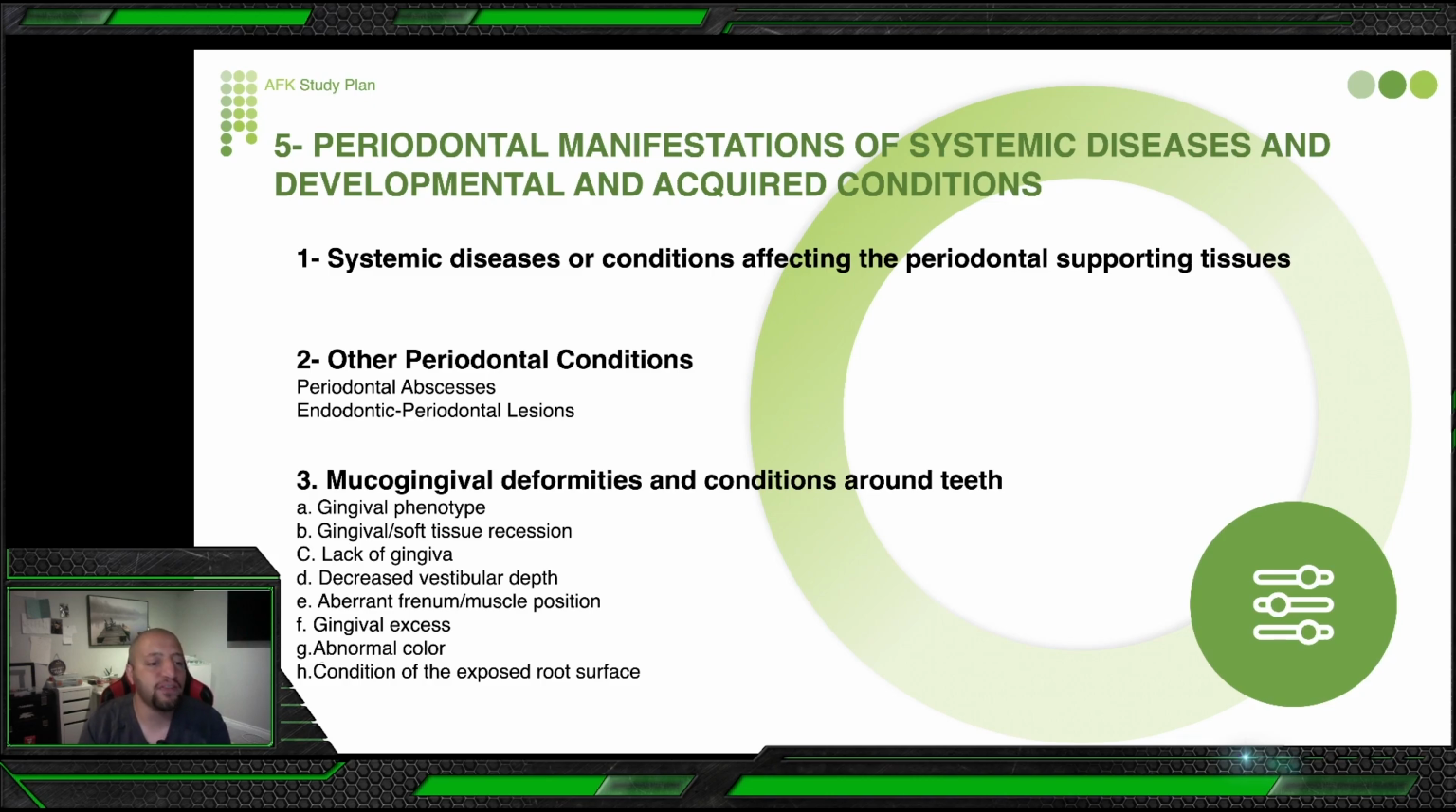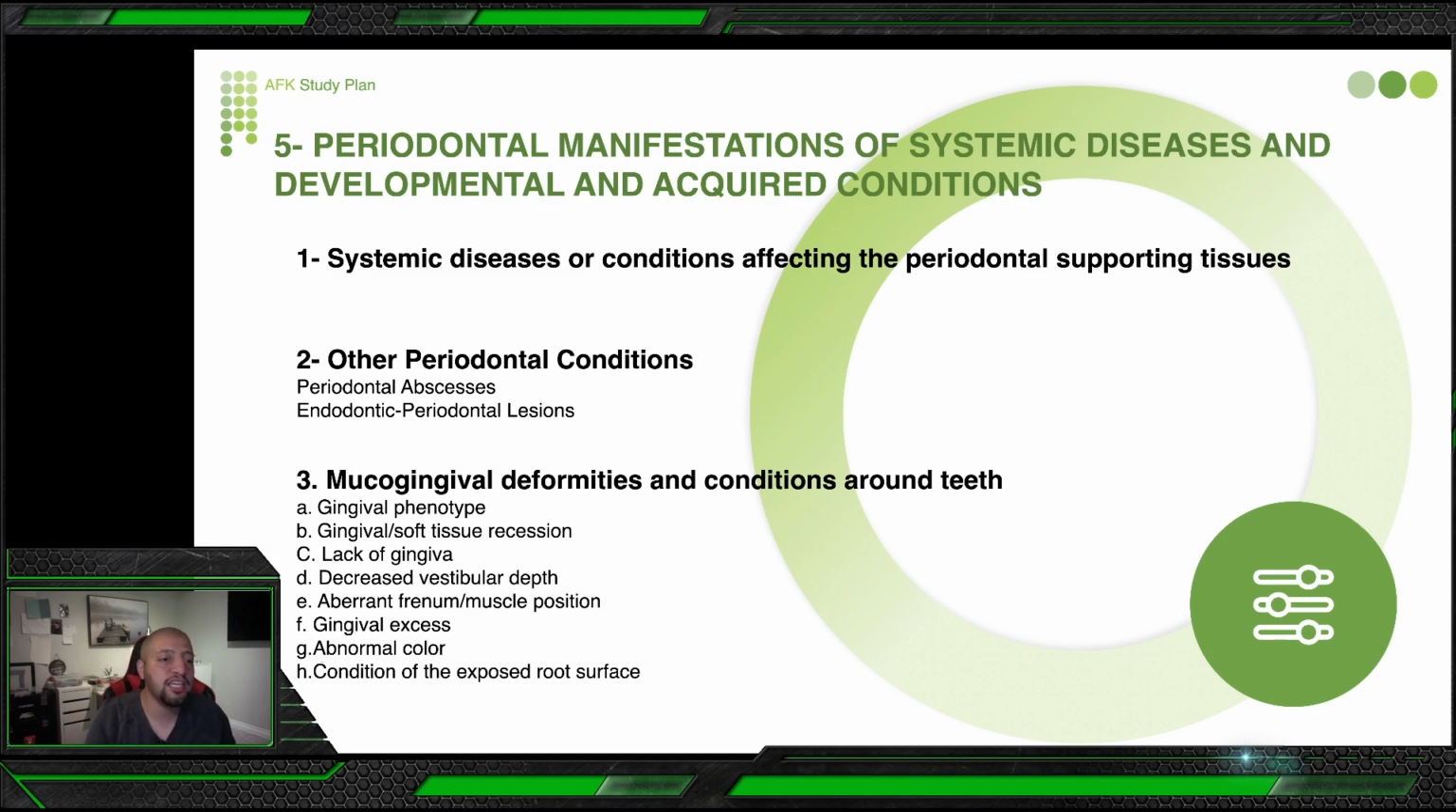Some patients have a gingival phenotype, which is thin gingiva. Patients have gingival soft tissue recession, lack of gingiva, decreased vestibular depth, aberrant frenum or muscle position, gingival excess, abnormal color, and conditions of exposed root surface. As you can see, whatever is mentioned here, we want to exclude every reason or condition leading to bone loss. This is in line with the theory I told you before.